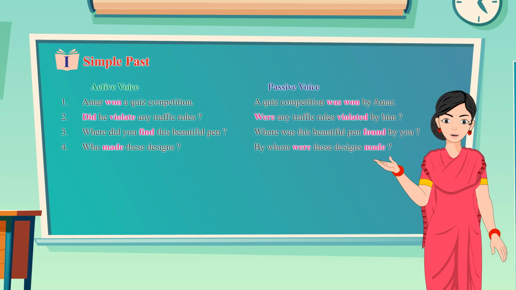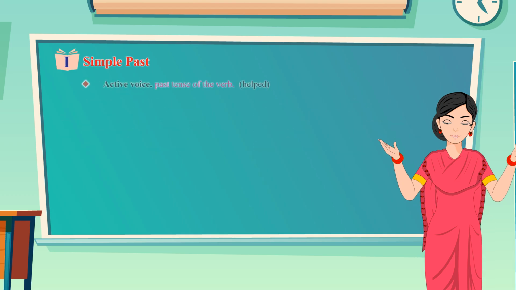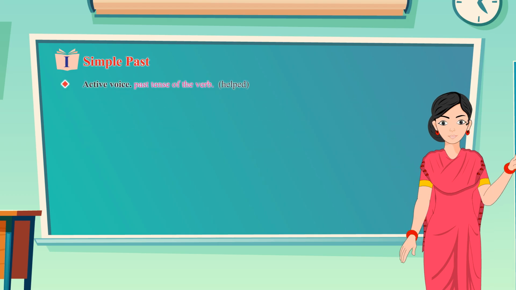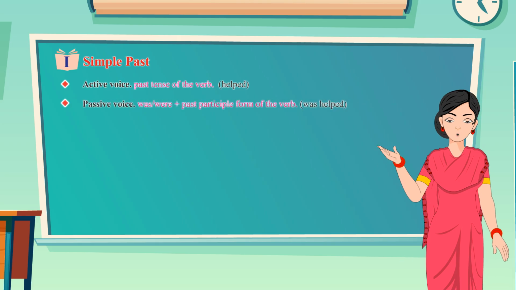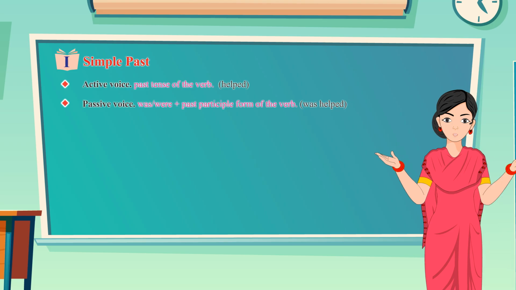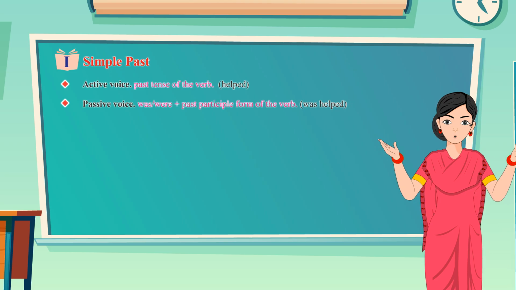4. Who made these designs? By whom were these designs made? Active voice: past tense of the verb, helped. Passive voice: was/were plus past participle form of the verb, was helped.